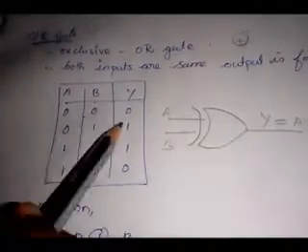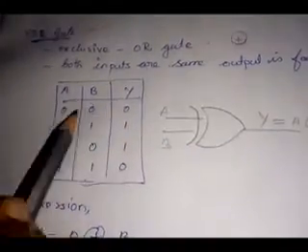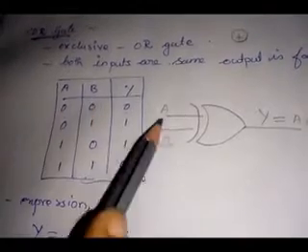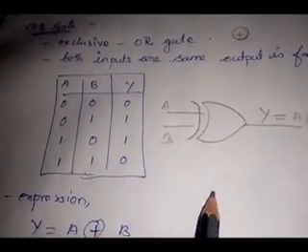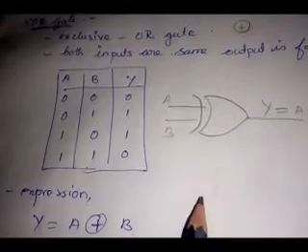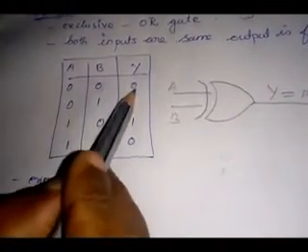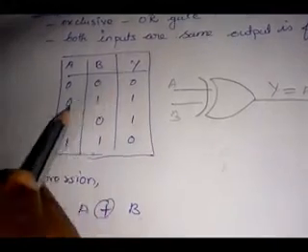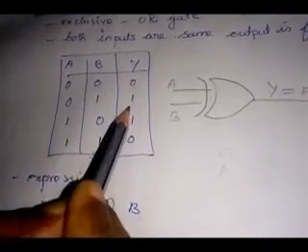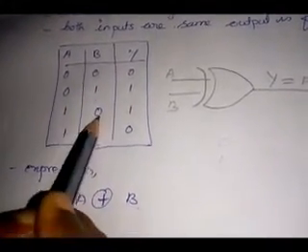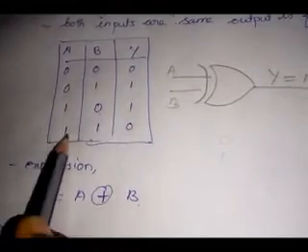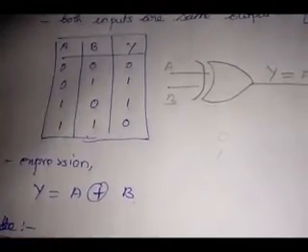For the XOR gate truth table, as we already said, when both inputs are the same, the output is false. False represents 0, true represents 1. Here both inputs are the same, so the output is false. When both inputs are different, the output is true. Both inputs are different, the output is true. Both inputs are the same, the output is false. Did you get it?